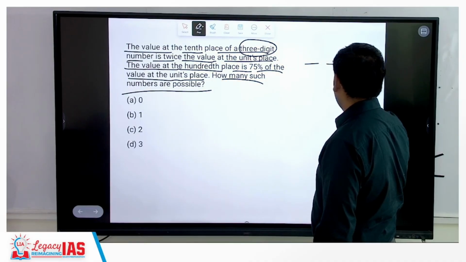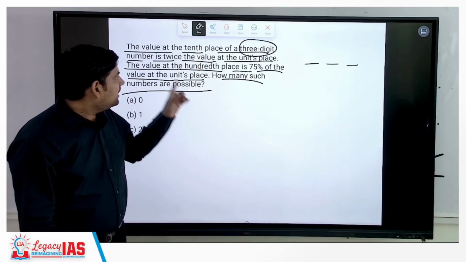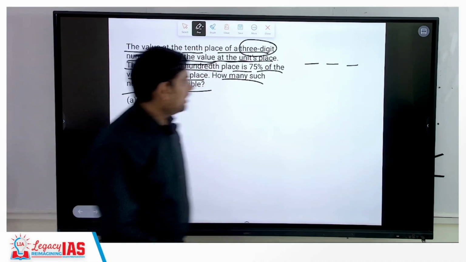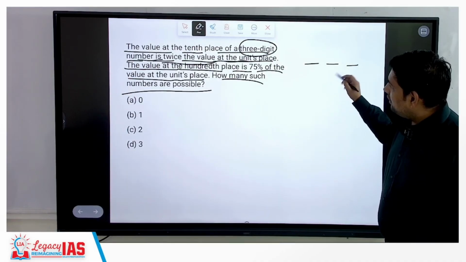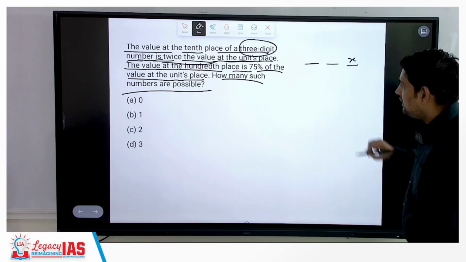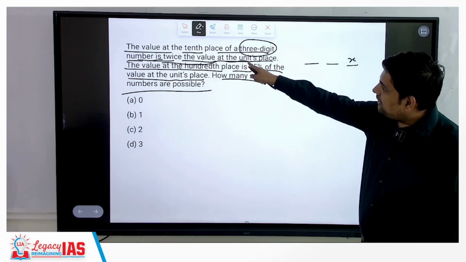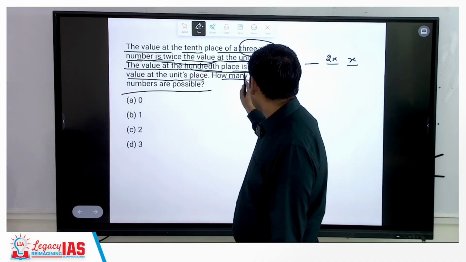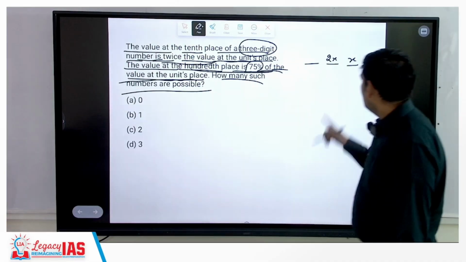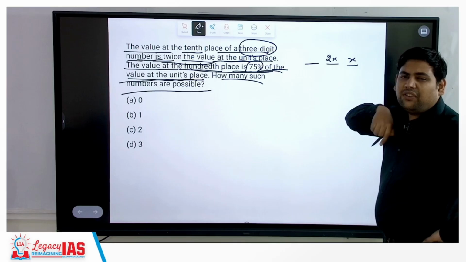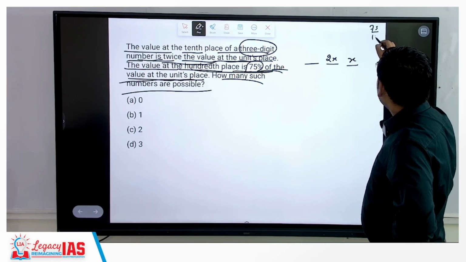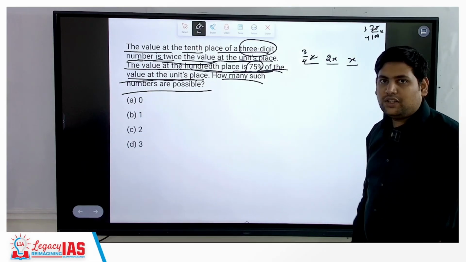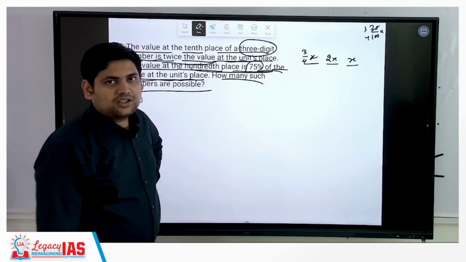So, 1, 2, 3 places. The value at the tens place is twice the value at its units place. So let's say I have x on the units place. The tens place is twice that, so this becomes 2x, and the value at the hundreds place is 75% of the value at the units place. That means 75% of x will be written here, which can be written as 3/4 x. Once you get this 3/4 x, 2x and x, it becomes fairly easy.